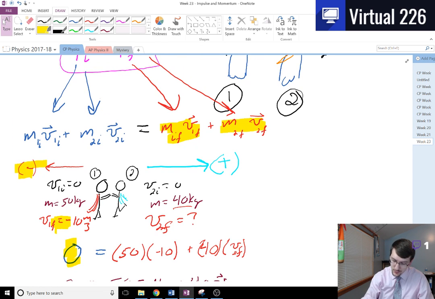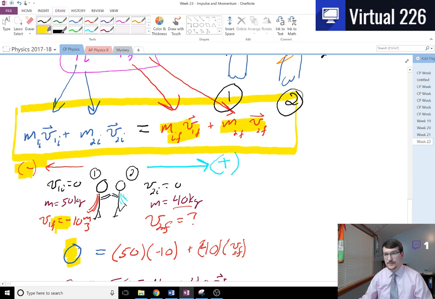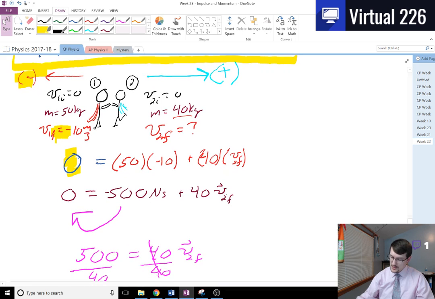You're just using over and over and over again this rather long equation, but it's very straightforward. The initial momentum equals the final momentum. So with that, that's conservation of momentum. That's over.